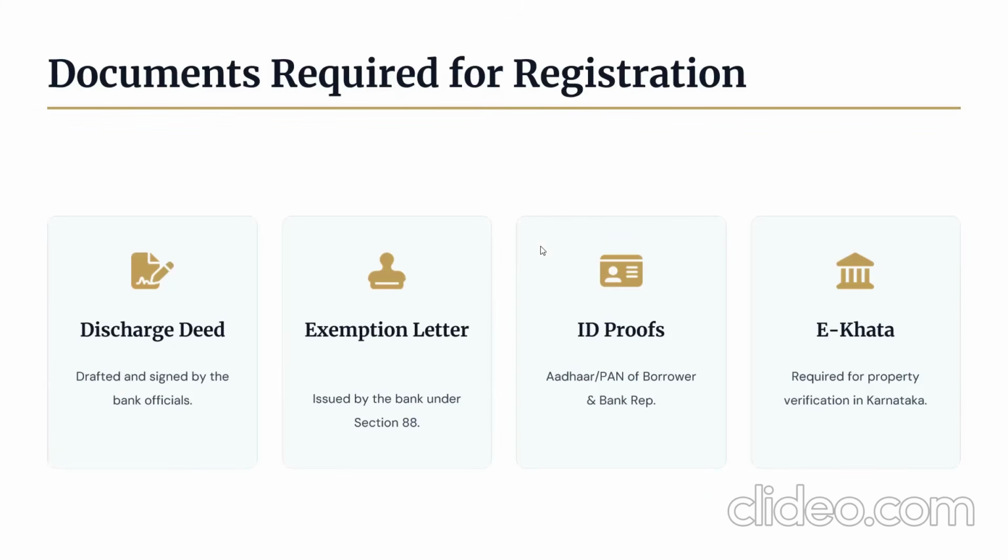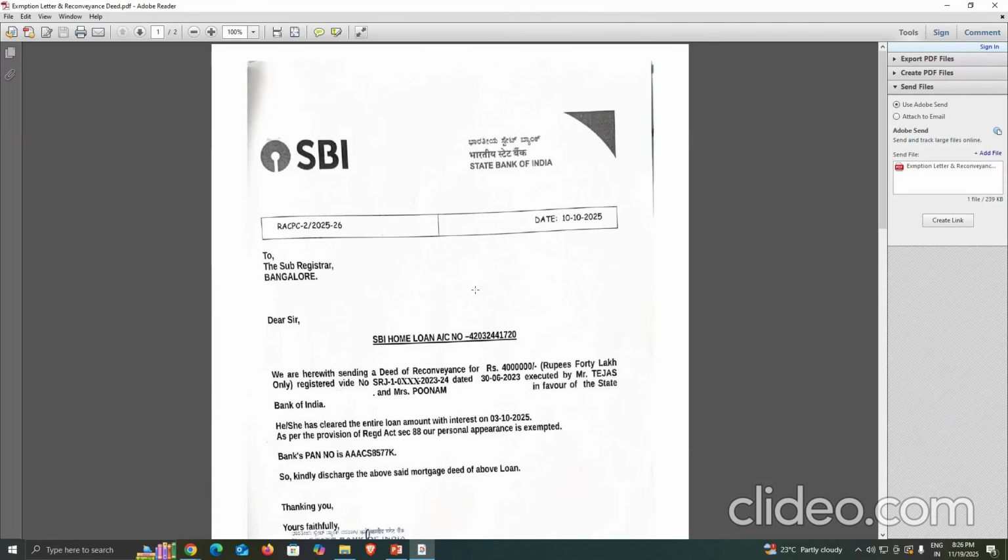To register a discharge deed, we need the following documents. Those are the discharge deed or reconveyance deed, the exemption letter, ID proof of the bank representative, and the e-Khata. Recently, one of my clients, Mr. Tejas, closed a home loan in State Bank of India, and we collected three important documents. Those are the exemption letter, reconveyance deed, and the bank representative ID proof.